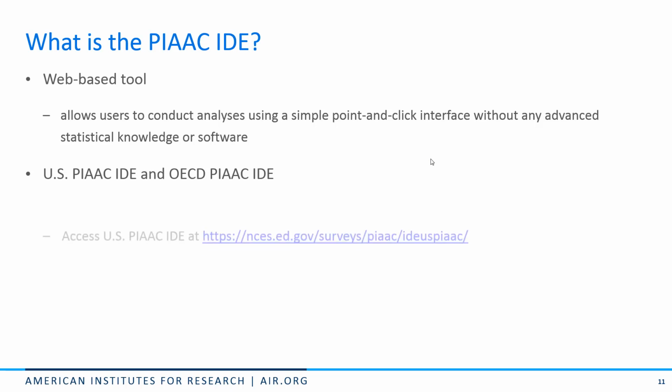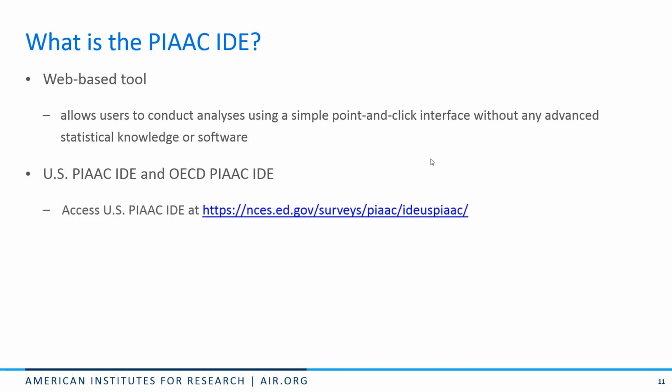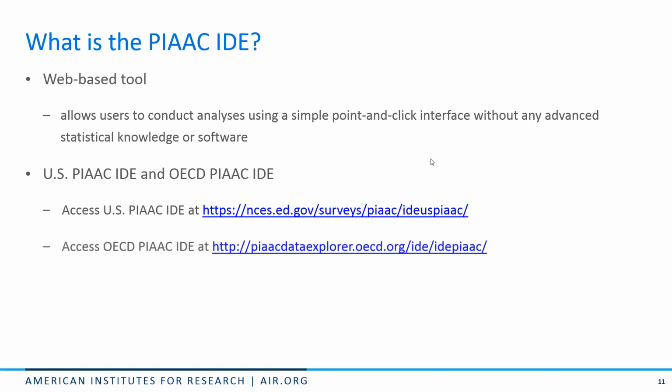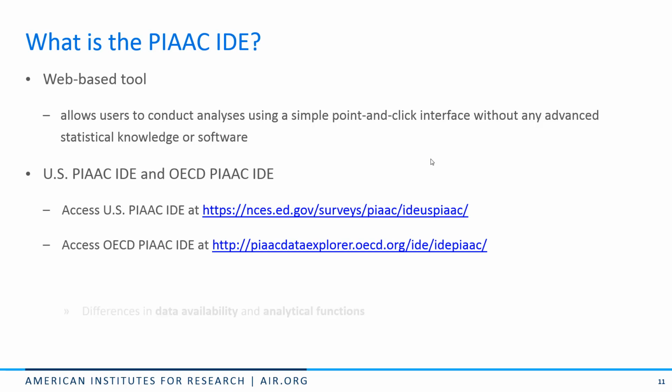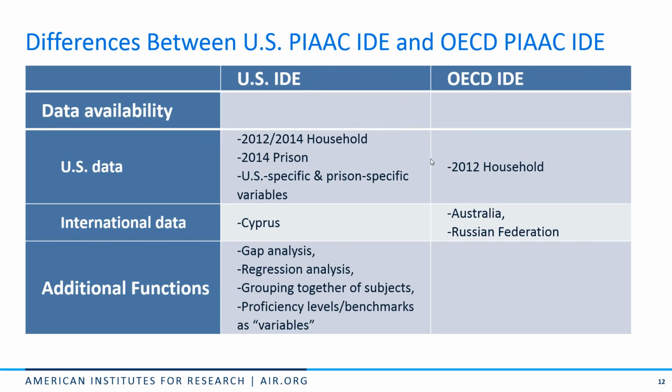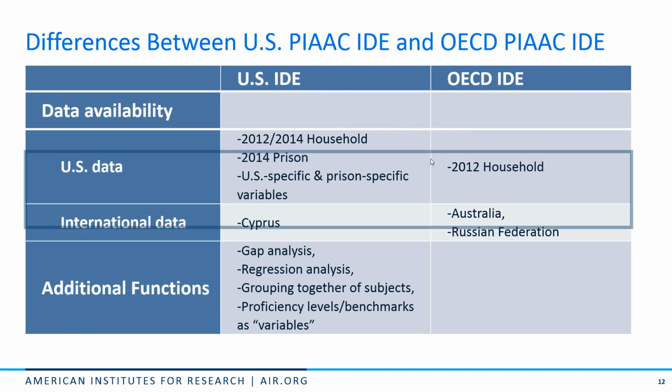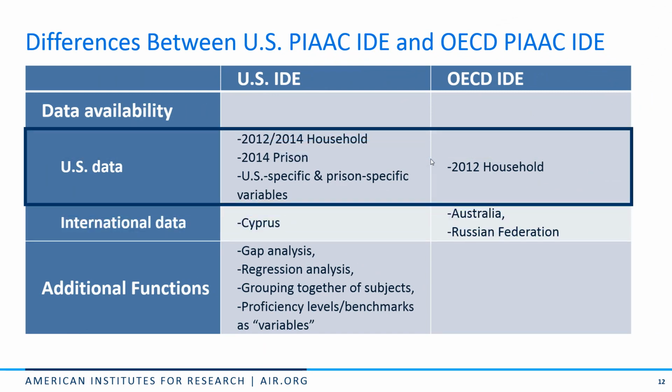One, which we will refer to as the US PIAAC IDE, is supported by NCES. The other is supported by the OECD, which can be accessed at the web addresses on the slide. While both IDEs are similar, there are some differences between the two, primarily in terms of data availability and analytical functions.